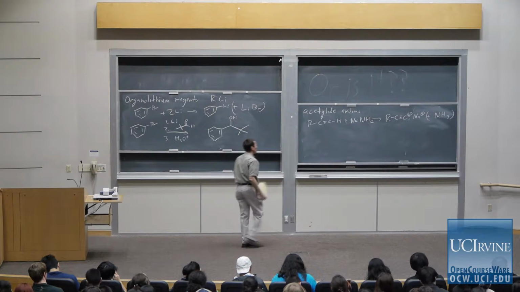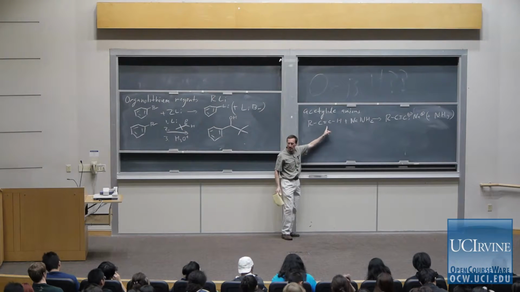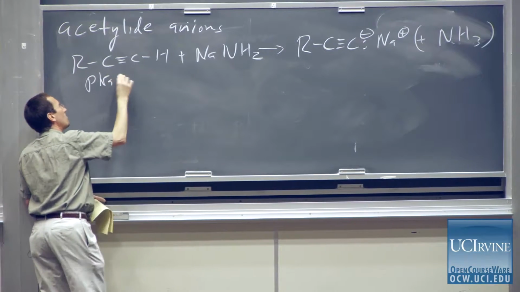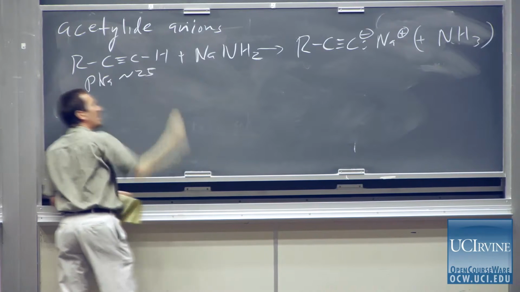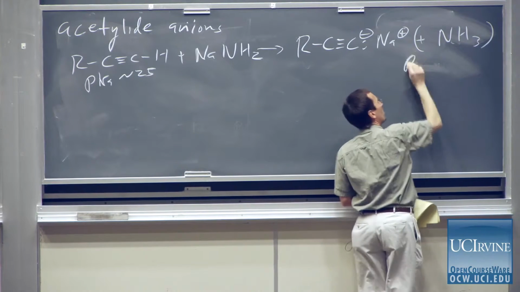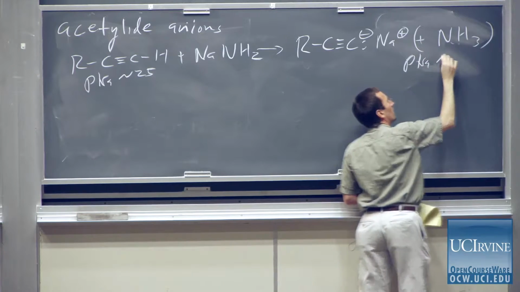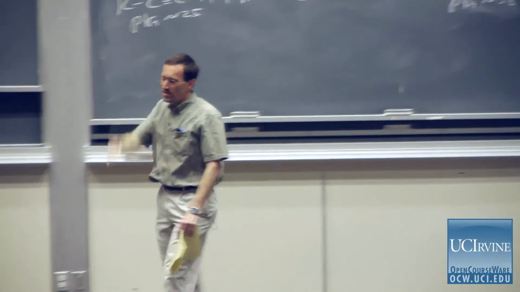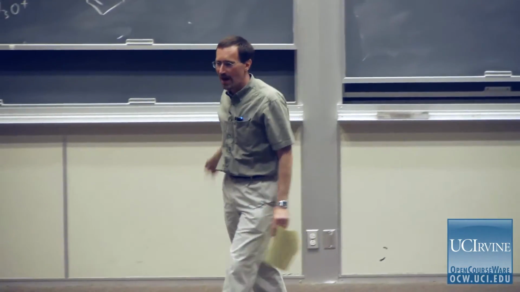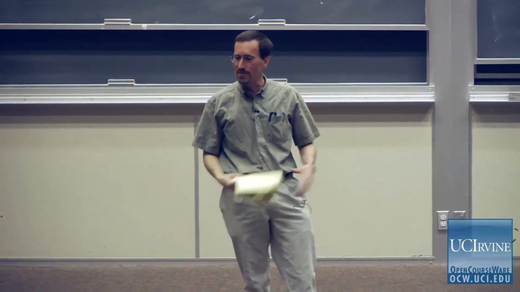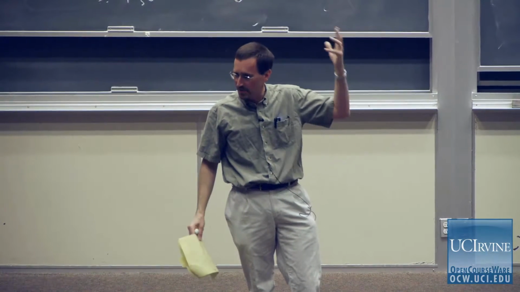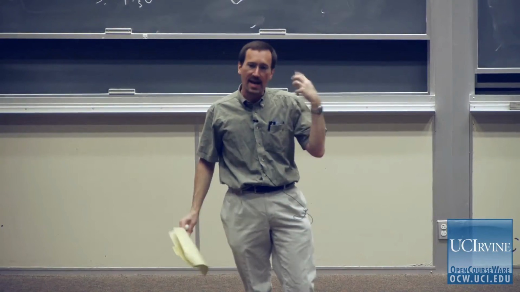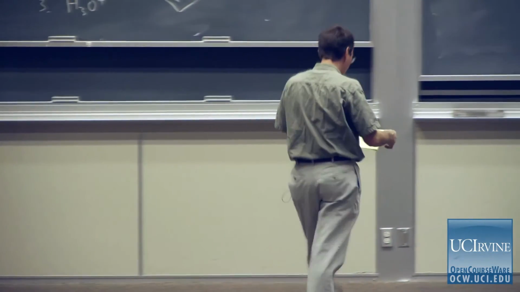And now we see ourselves very much in the situation of a Bronsted acid, Bronsted base reaction. So we have pKa of about 25 and pKa of about 38. And so a difference in pKa means that the equilibrium lies way, way, way to the right, 10 to the 13th equilibrium constant or thereabouts. So basically, I throw in 1 mole of sodium amide, 1 mole of an alkyne, and I get essentially all acetylide anion.